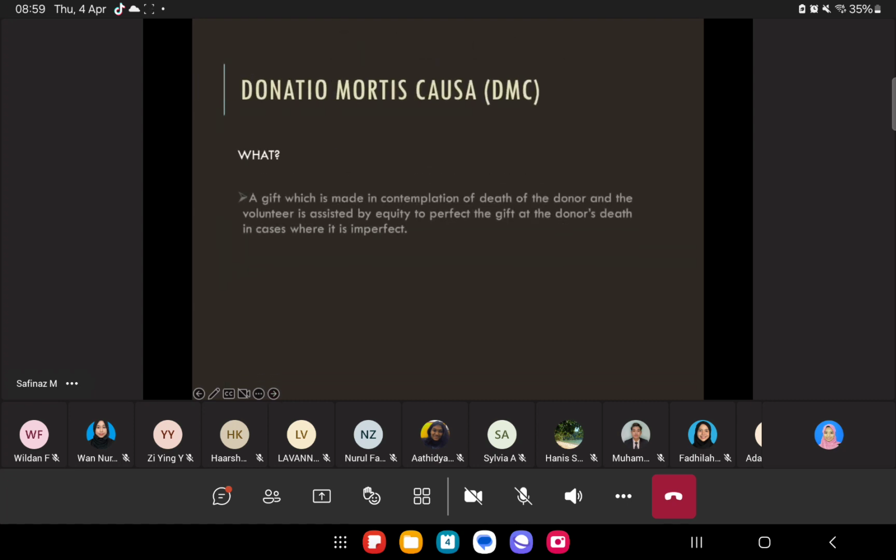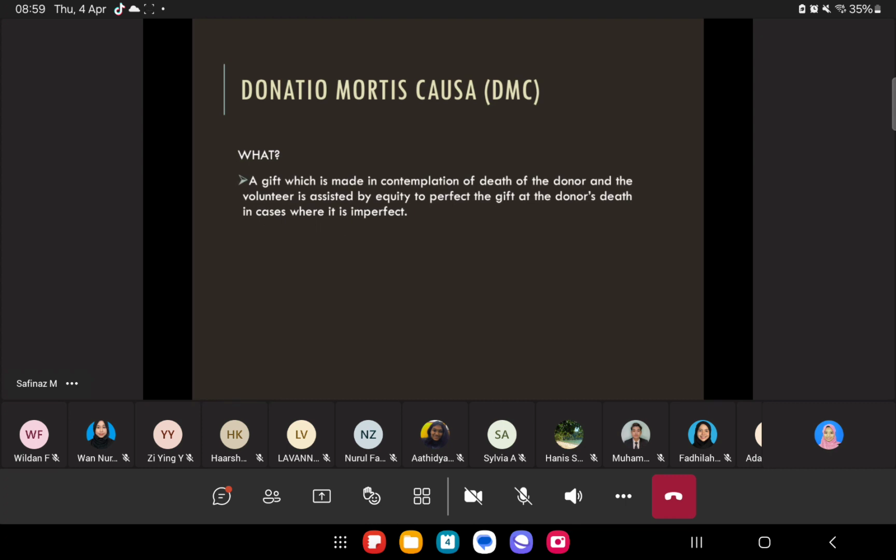Okay, the second exception is donatio mortis causa. What is DMC? DMC is a gift which is made in contemplation of death of the donor, and the volunteer is assisted by equity to perfect the gift at the donor's death in cases where it is imperfect.